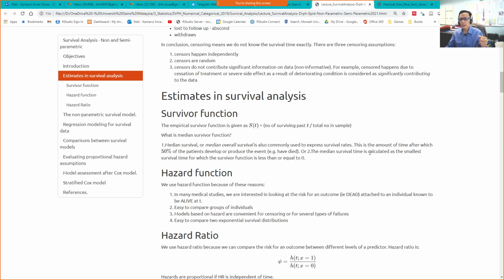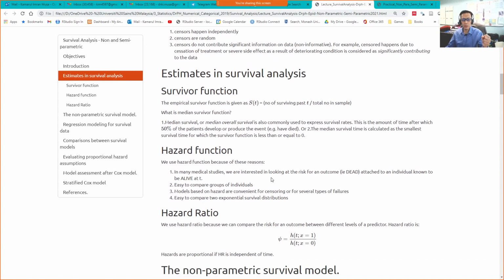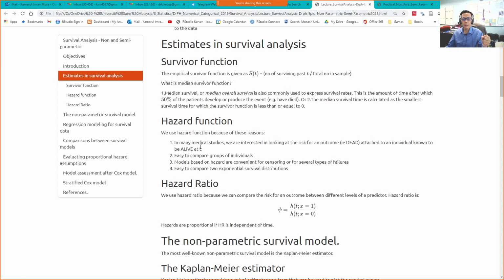So this is calculated as the smallest survival time for which the survival function is less than or equal to 0.5. Sometimes we are more interested in the hazard function rather than the survival function. But if you know the survival function, then you will know the hazard function. Okay, if you know the hazard function, then you will know the survival function. It's just that you might want to focus on survival, or you want to focus on hazard.